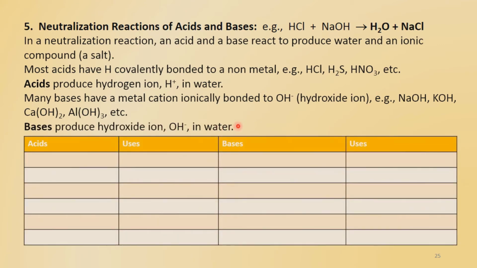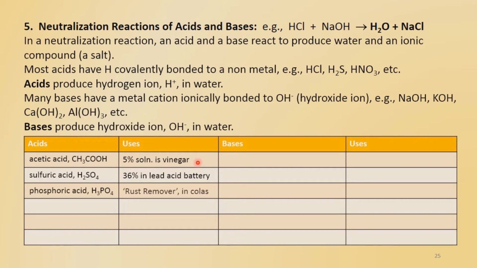Let's look at some familiar examples of acids and bases. Acetic acid, CH3COOH. A 5% solution of acetic acid is what we call vinegar. Sulfuric acid, H2SO4. A 36% solution of sulfuric acid in water is the electrolyte in the lead-acid automobile battery. Phosphoric acid, H3PO4, is sold as rust remover for cleaning rust spots off a car, and small quantities are added to carbonated beverages to give the flavor of colas or root beer.